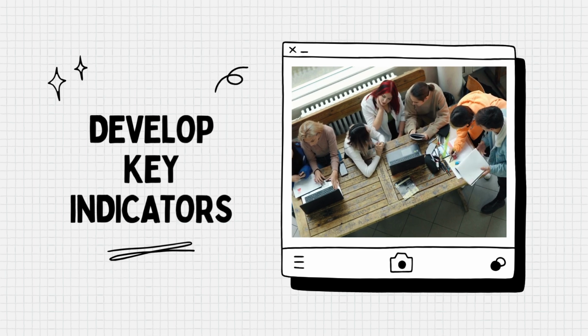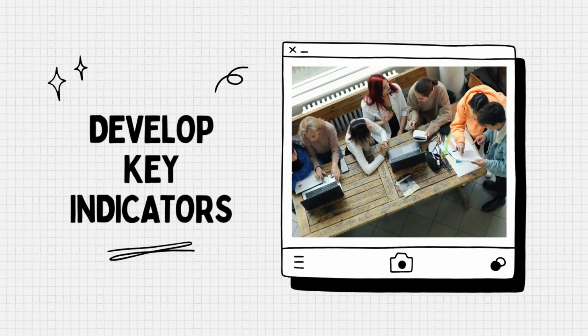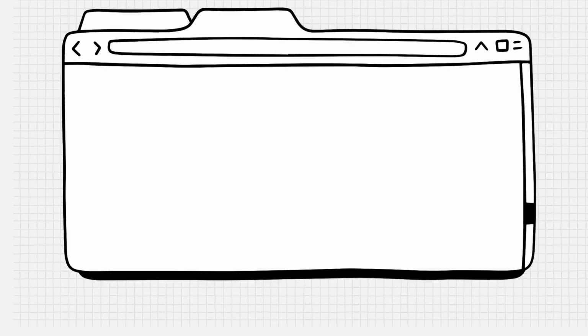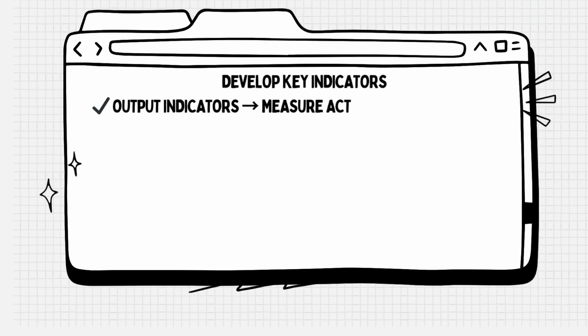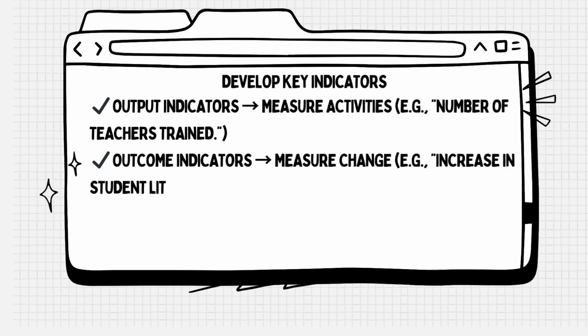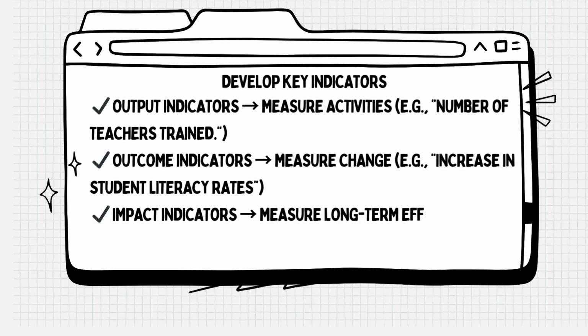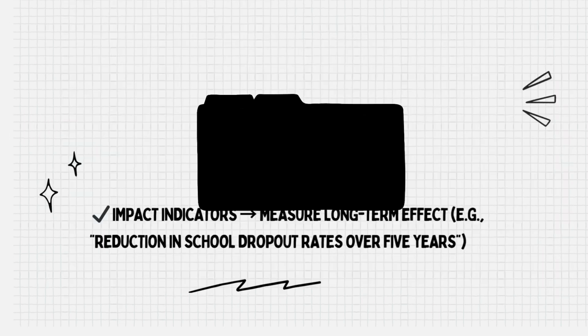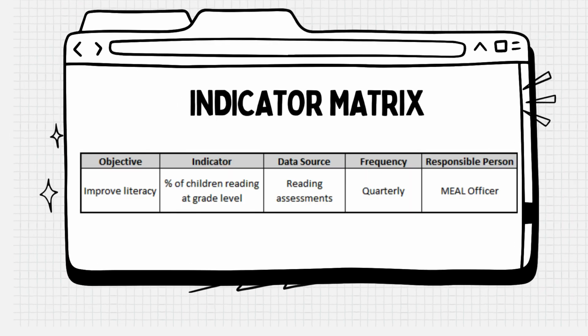Indicators help you measure whether your project is on track. There are 3 types of indicators. Output indicators, that measure what's been delivered. Outcome indicators, that measure the effect of your activities. Impact indicators, that measure long-term change. Always use an indicator matrix to organize your indicators. Here's a simple format.